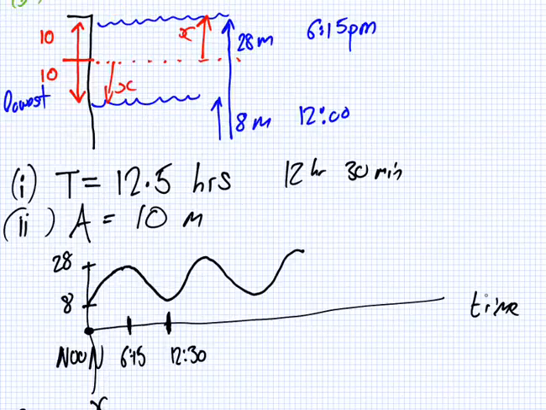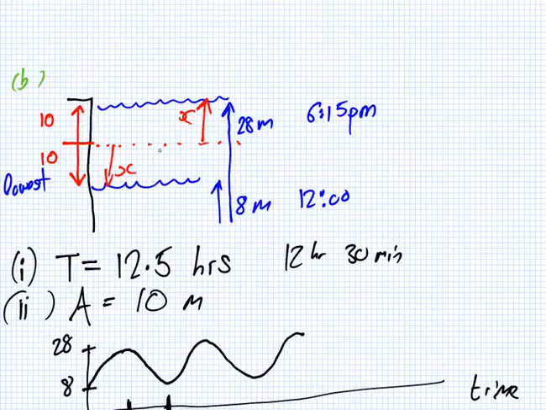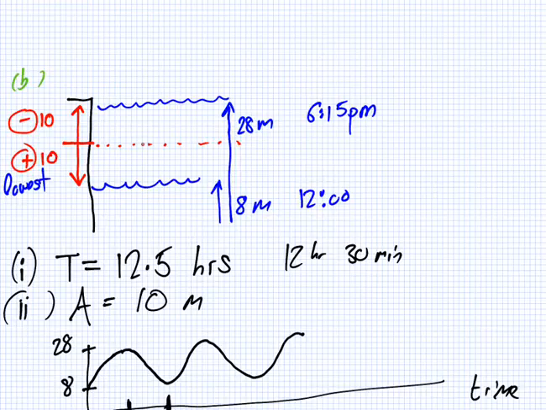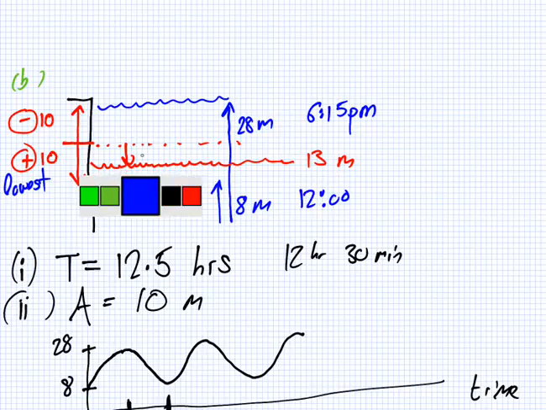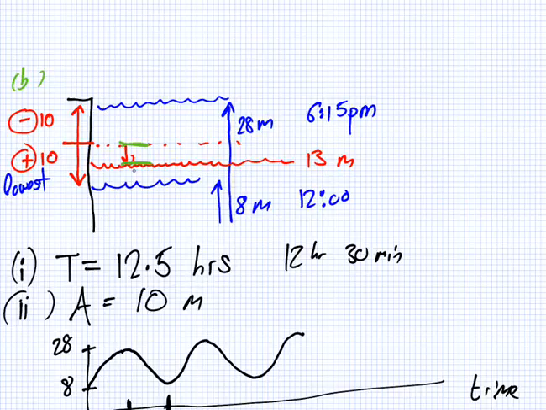What's the next part? Amplitude. What's the amplitude? You can see it on the picture. 10. And how many marks for those two parts? 2 each, so 4 marks. Not bad at all.